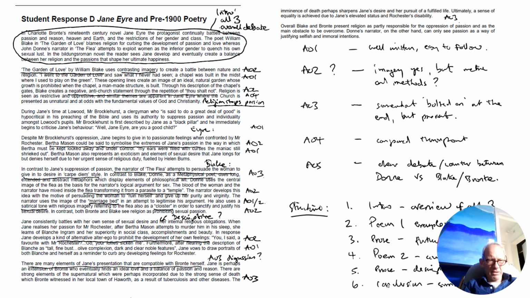Oh, right, so we're bringing in the biography. Bit bolted on at the end. You should have done that throughout the analysis, but okay. So there's your AO3. It's just a bit bolted on. There are strong elements of the supernatural, which perhaps incorporated due to the strong sense of death which Bronte witnessed in her local town of Haworth. Yeah, okay. Biography again, AO3.